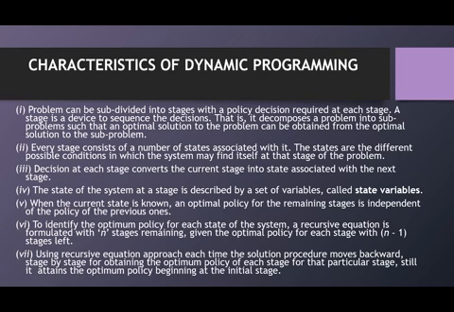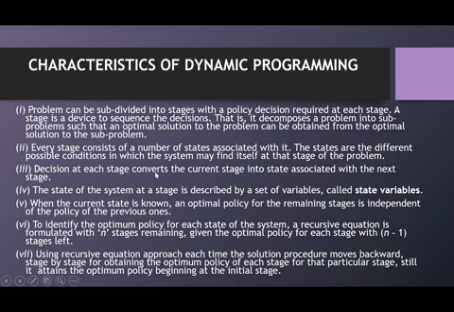Coming to the second one, every stage contains a number of states associated with it. States are nothing but variables which gives the status or the current situation of the system, right? They are called the state variables. So every stage contains a number of states associated with it. The states are the different possible conditions in which the system may find itself at that stage of the problem. Okay. Now coming to the third characteristic.